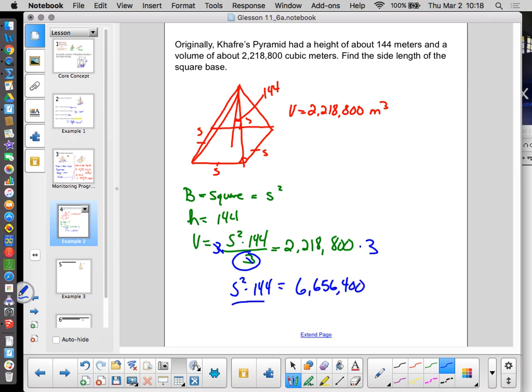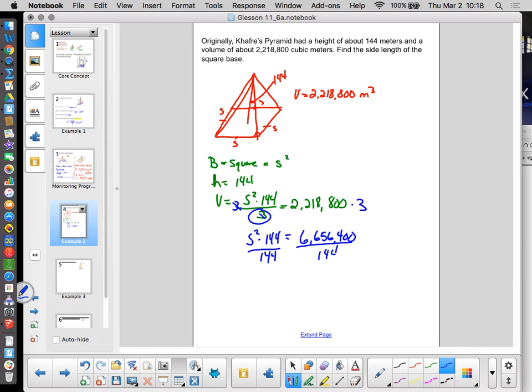I'm going to divide that by 144 now. That is 46,225. To solve the squared, I don't want the squared, I've got to take the square root. So I take the square root of that answer, and it's exactly 215. Now I know the length of the side.